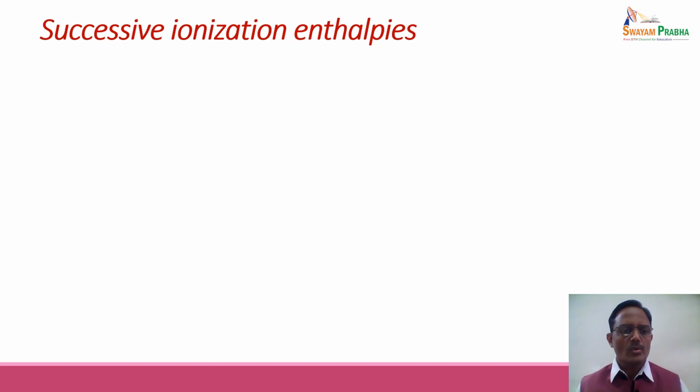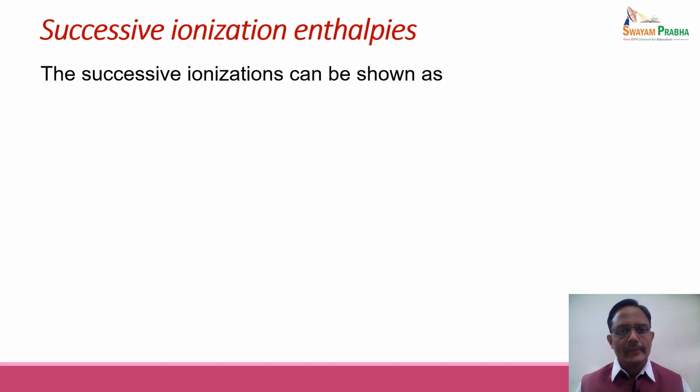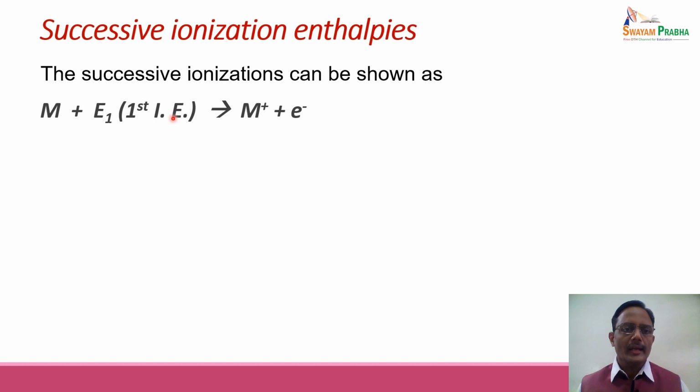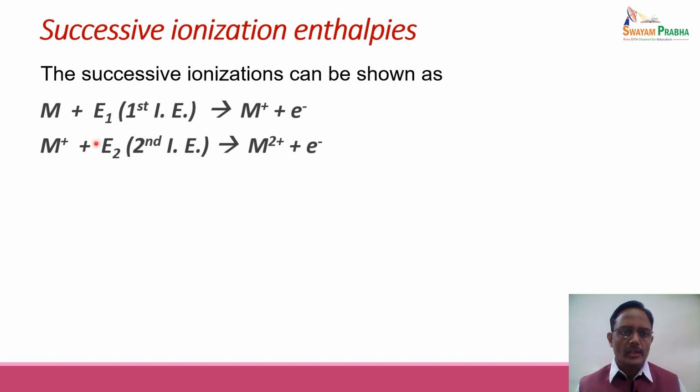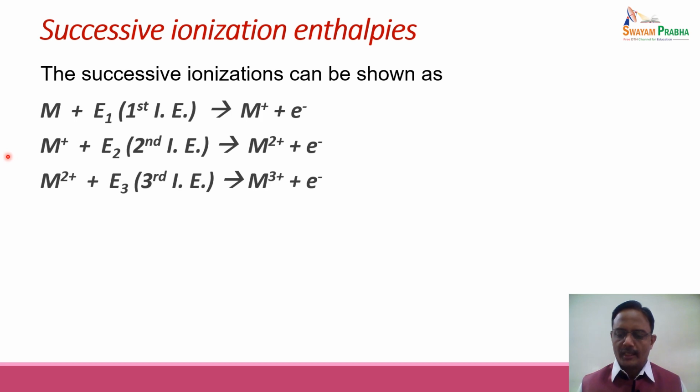Now let us discuss the successive ionization enthalpies. We know that the energy required to remove the first electron is the first ionization enthalpy, the energy required to remove the second electron is the second ionization enthalpy, and so on. The successive ionization enthalpies can be shown, for example, if I have an element M, I supply an energy equal to first ionization enthalpy to remove the first electron, leading to formation of a unipositively charged cation. When I want to remove one more electron, I will have to supply energy equal to E2, that is the second ionization enthalpy, to remove one more electron, forming a dipositive cation. The energy required to remove the third electron, which is equal to the third ionization enthalpy, if I supply this much energy, one more electron is removed to form a tripositive cation.